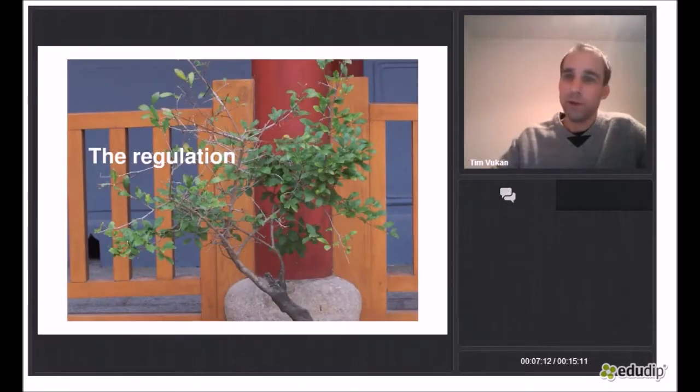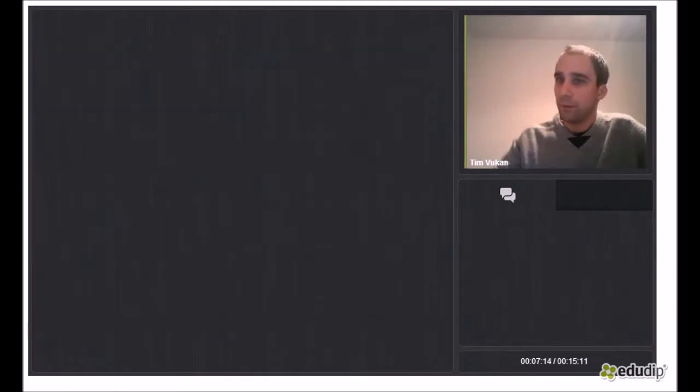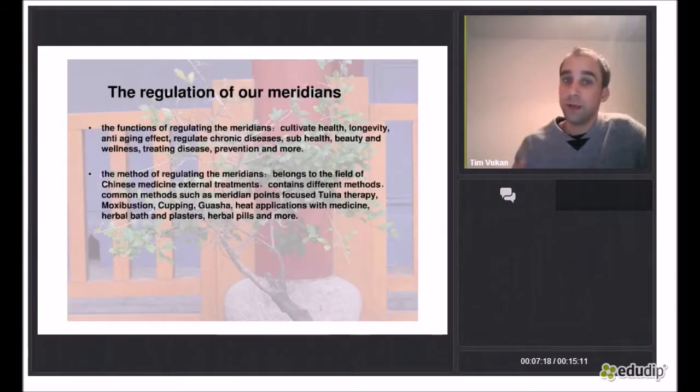Coming to the regulation of the meridians, we first give you some background on how we are able to use the meridian systems, such as cultivating our health, which is a very big topic in Chinese medicine, as well as regulating chronic diseases, beauty and wellness. We find it also over here, treating diseases, and of course in the preventative part, the meridian system can be very well applied.